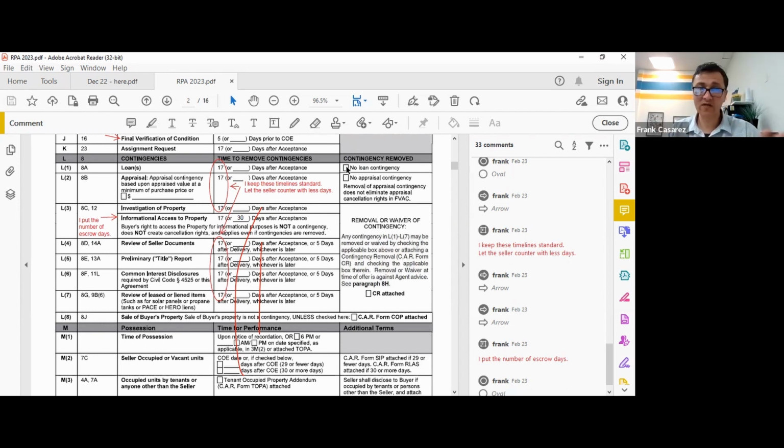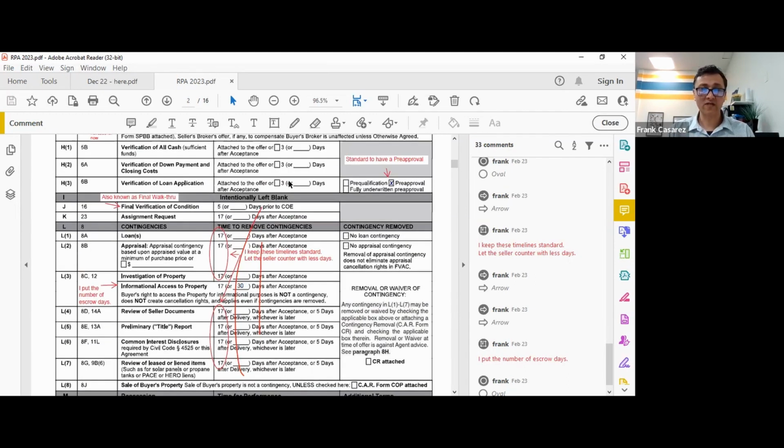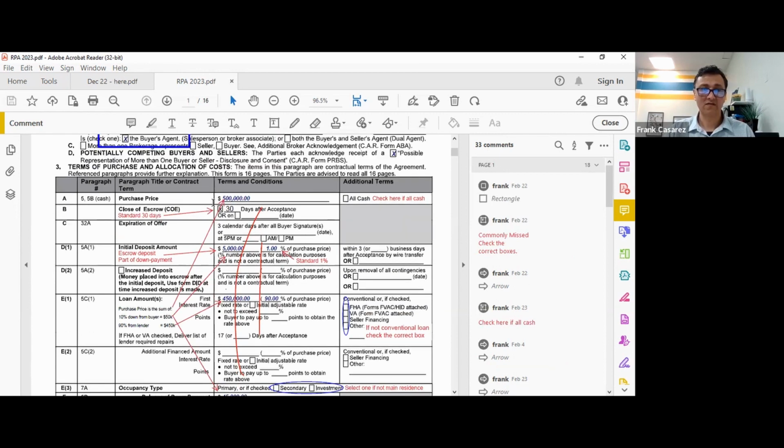Because once you go there and release your contingency, if something happens in relation to that contingency, something goes wrong with the loan, something goes wrong with the appraisal, you've got no way out. And what's at risk? Right here. Your buyer's escrow deposit is at risk.